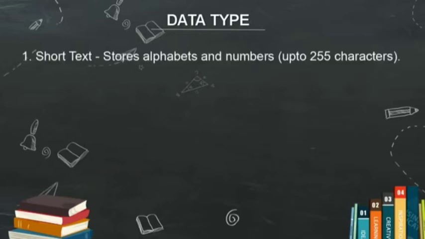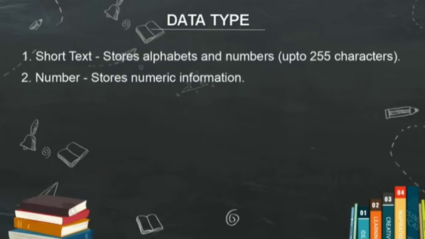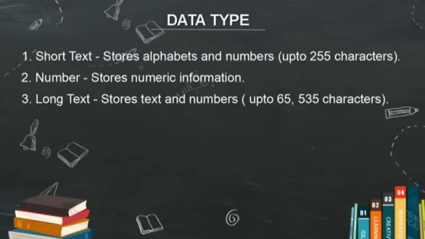Now we will start with the first data type, which is short text. So when do you use the short text data type? It is used when you have to put alphabets or numbers or a combination of both in the column. The maximum limit of a short text field is 255 characters. It won't allow a size more than that. Second is number. It only stores numeric information in the field.